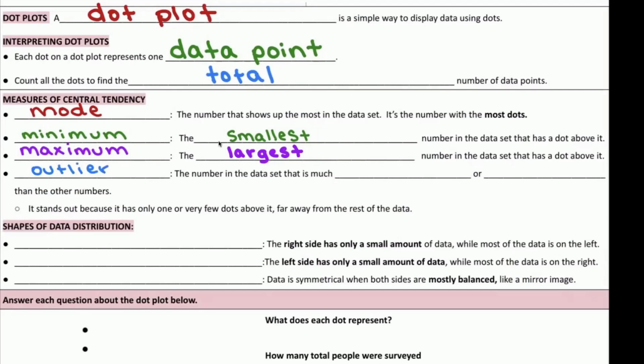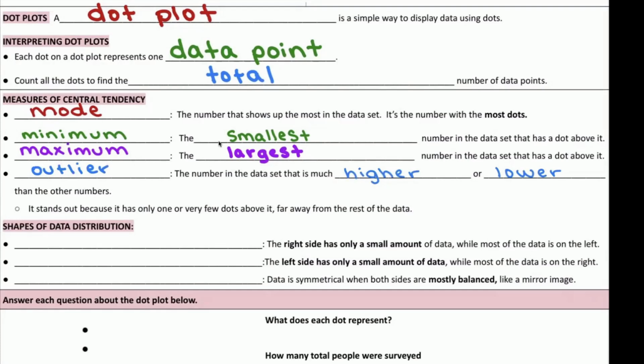Now the outlier is a number that's left out from the rest of the data. Poor old outlier. It's a number in the data set that's much higher or much lower than the other numbers, and it stands out because it only has one or very few dots above or near it. So you can think about the outlier as a number that's sitting by itself at lunch, or it only has like one other person with it.